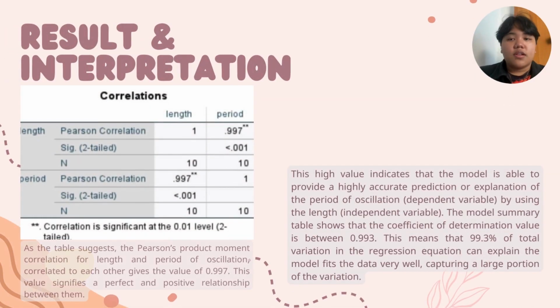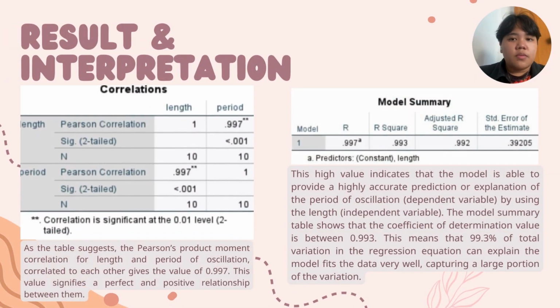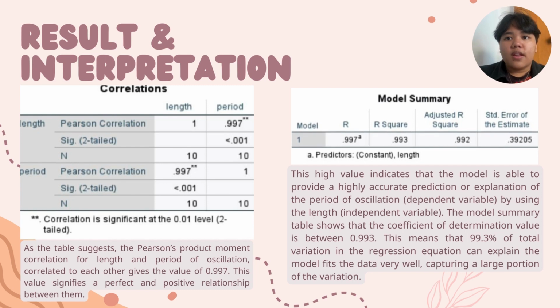So next is correlation. As the table suggests, the Pearson product moment correlation for length and period of oscillation correlated to each other gives the value of 0.997. This value signifies a perfect and positive relationship between them.